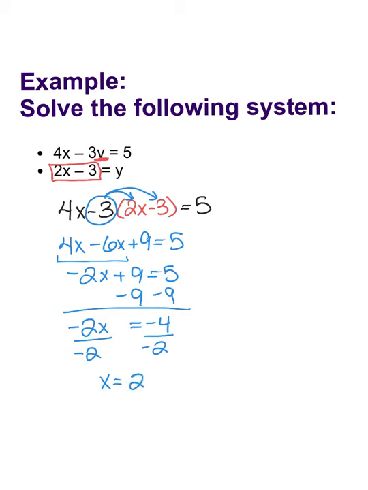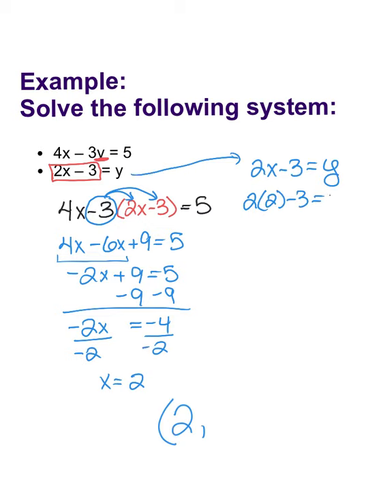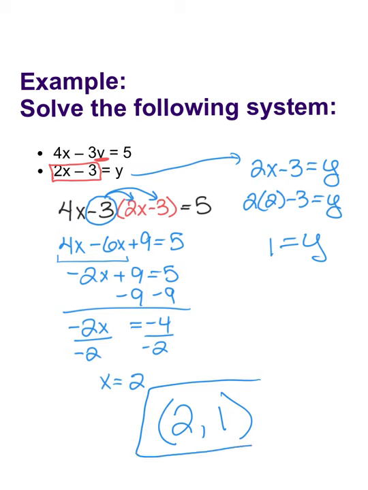Again, very important, you're only half done. I know my x value is 2, so that goes first in the point. Pick one of your original equations. Personally, I think the bottom one looks easier to plug an x into. So 2x minus 3 equals y. My x is 2, so 2 times 2 minus 3 equals y. If I type that into the calculator, I get 1 equals y. So 1 is my y value. This is my answer.